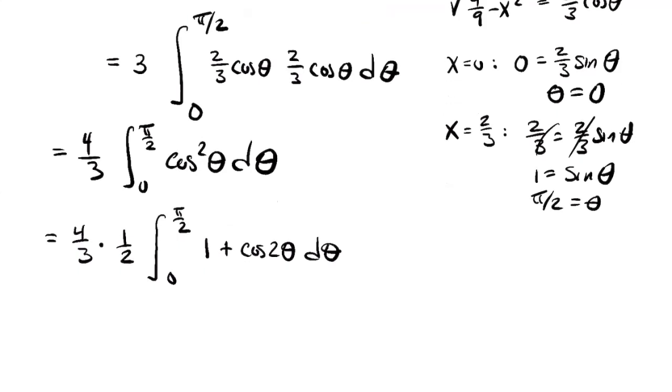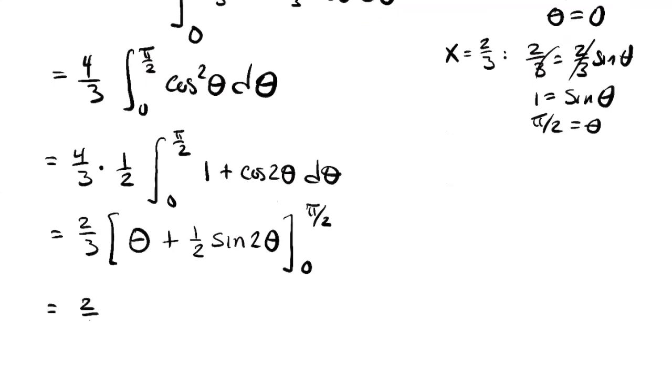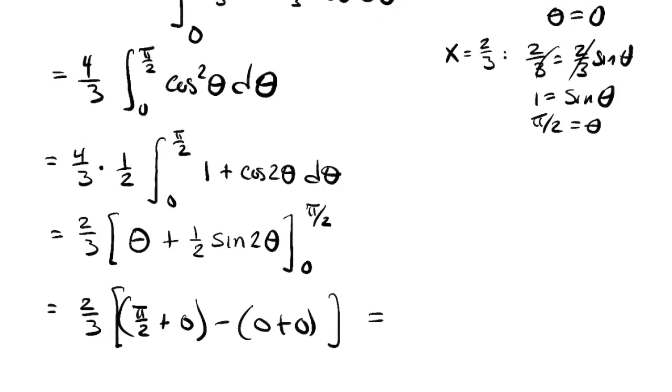Good, getting these identities down. 4/3 times 1/2 is 2/3. Antiderivative time: theta plus 1/2 sine 2 theta, evaluated from 0 to pi over 2. So we've got 2/3, plug in pi over 2, plus 1/2 the sine of pi, which is 0. Lower limits will both give 0. So we end up with 2/3 times pi over 2, and that is pi over 3.